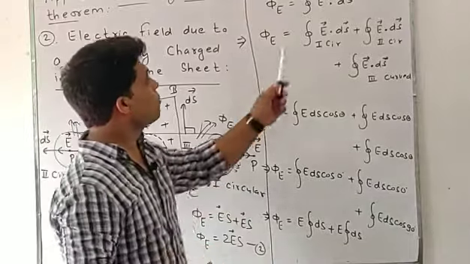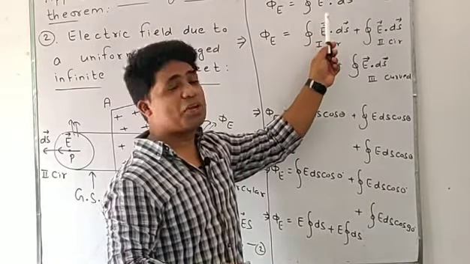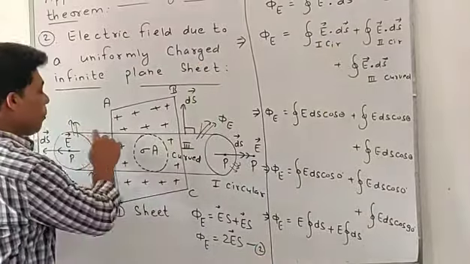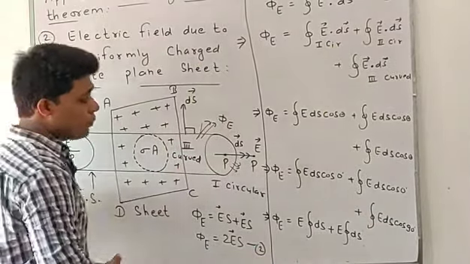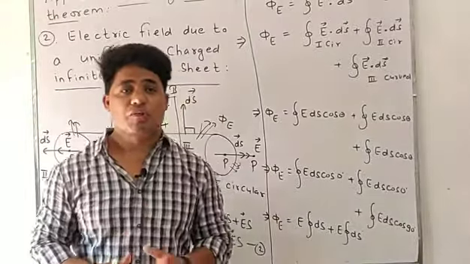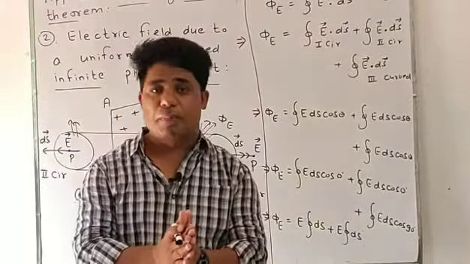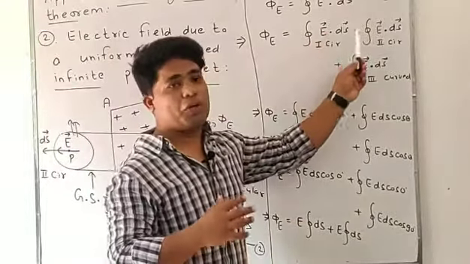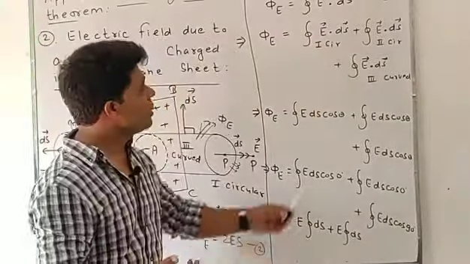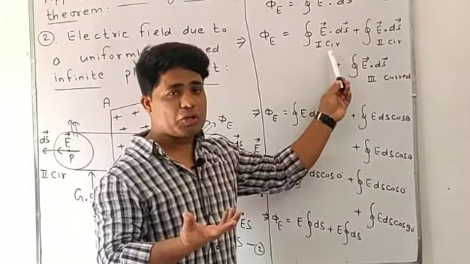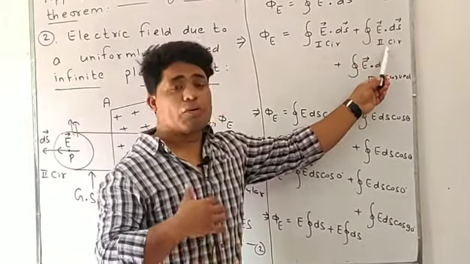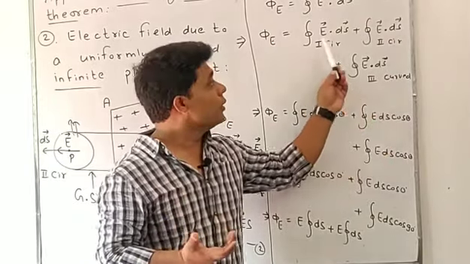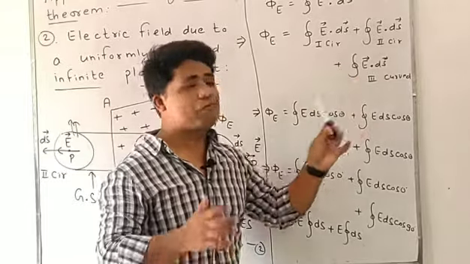So applying Gauss theorem, how much flux is released? Phi equals closed integration of E dot ds, that is the flux released from the complete Gaussian surface. We know students, the Gaussian surface is releasing flux from three different paths. So the closed integration of E dot ds will break into three parts: E dot ds from the first circular path, E dot ds from the second circular path, and E dot ds from the third curved path. This is the flux released from all the different paths.